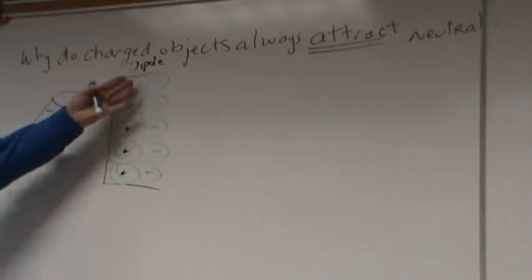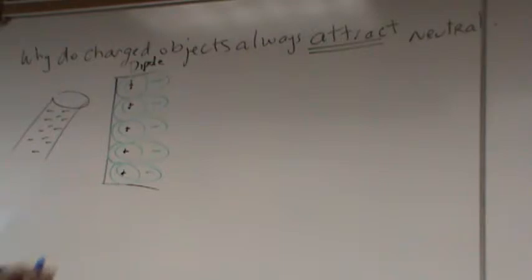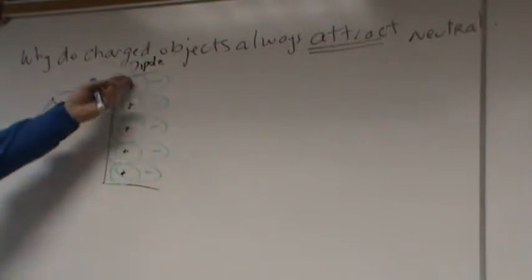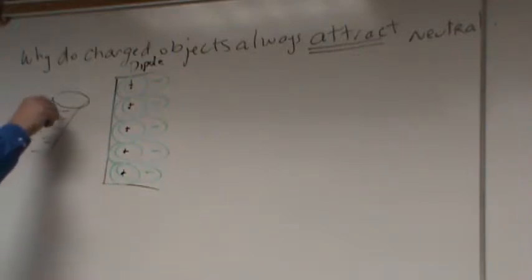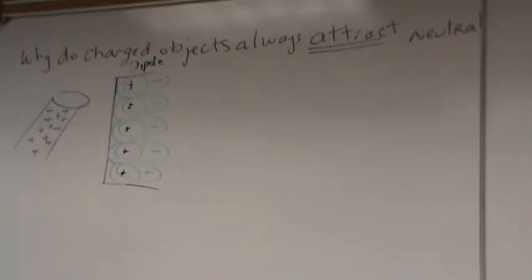So a charged rod attracts a neutral object because it induces a dipole in the atoms of the neutral object, and the oppositely charged part of the dipole is closer to the charged object. Here comes my next question. What if I get rid of this negatively charged rod and replace it with a positively charged lucite strip? So now this is positive. How's this guy going to change?